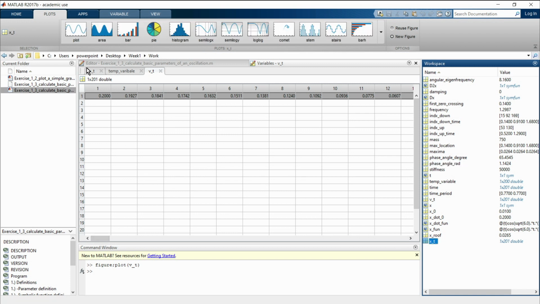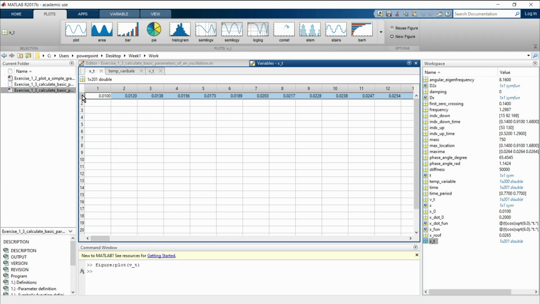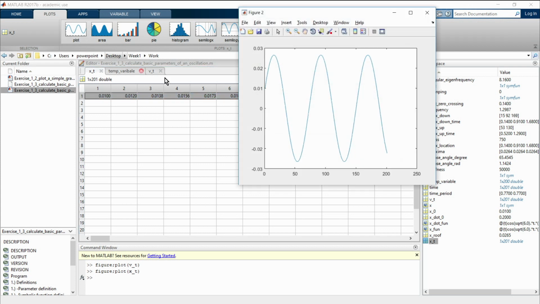And if we plot now the displacement, you can see here that this distance from the maximum here to the 0 point corresponds to 65 degrees. And this is the end of this exercise. Now you have learned how to calculate all the parameters of an oscillation.